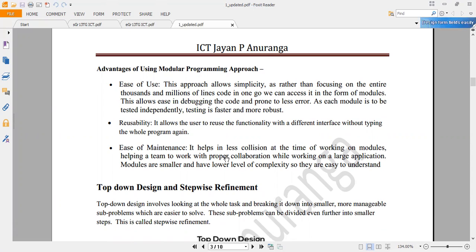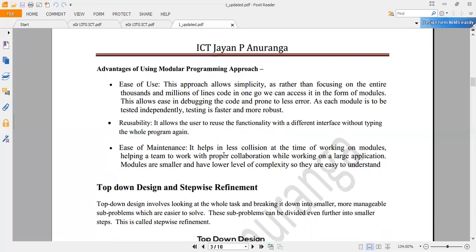It prevents code rewriting. So code reusability is very important. It allows the user to reuse the functionality with different interfaces without typing the whole program again. Programs can be thousands of lines of code, and some of the same functions, the same content, will be used in different places. If we can separate them as subproblems, in addition to functions, it is helpful to improve the code reusability.